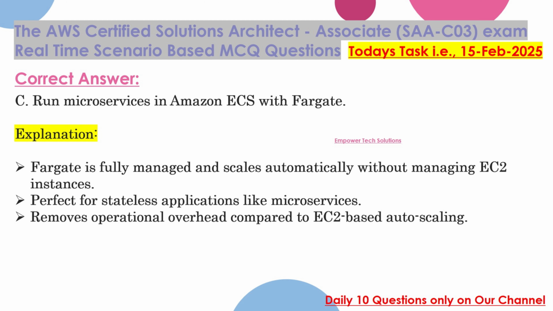Correct answer: C. Run microservices in Amazon ECS with Fargate. Explanation: Fargate is fully managed and scales automatically without managing EC2 instances. Perfect for stateless applications like microservices. Removes operational overhead compared to EC2-based auto scaling.